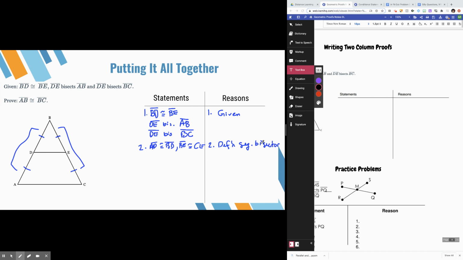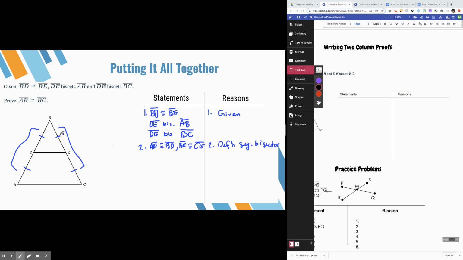Okay? All right, so now I have a bunch of these things that are congruent. Do you see how I can make a bunch of connections? Like AD goes to BD, which goes up here. BD goes to BE. BE goes to CE, right? So we're going to end up being able to say that all of these segments are congruent, okay?